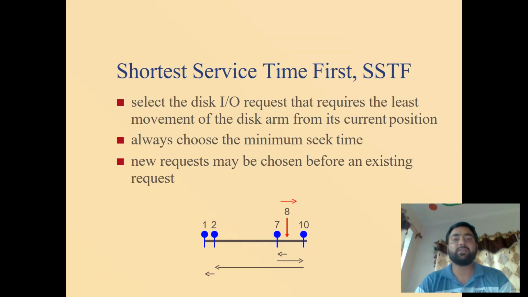Then we move forward to the next algorithm, that is shortest seek time first, or shortest service time first, SSTF. As the name suggests, in this algorithm the system selects the disk input output request that requires the least movement of the disk, in which the seek time is less, and that will be chosen first from its current position. So it always chooses the minimum seek time, and a new request may be chosen before an existing request.